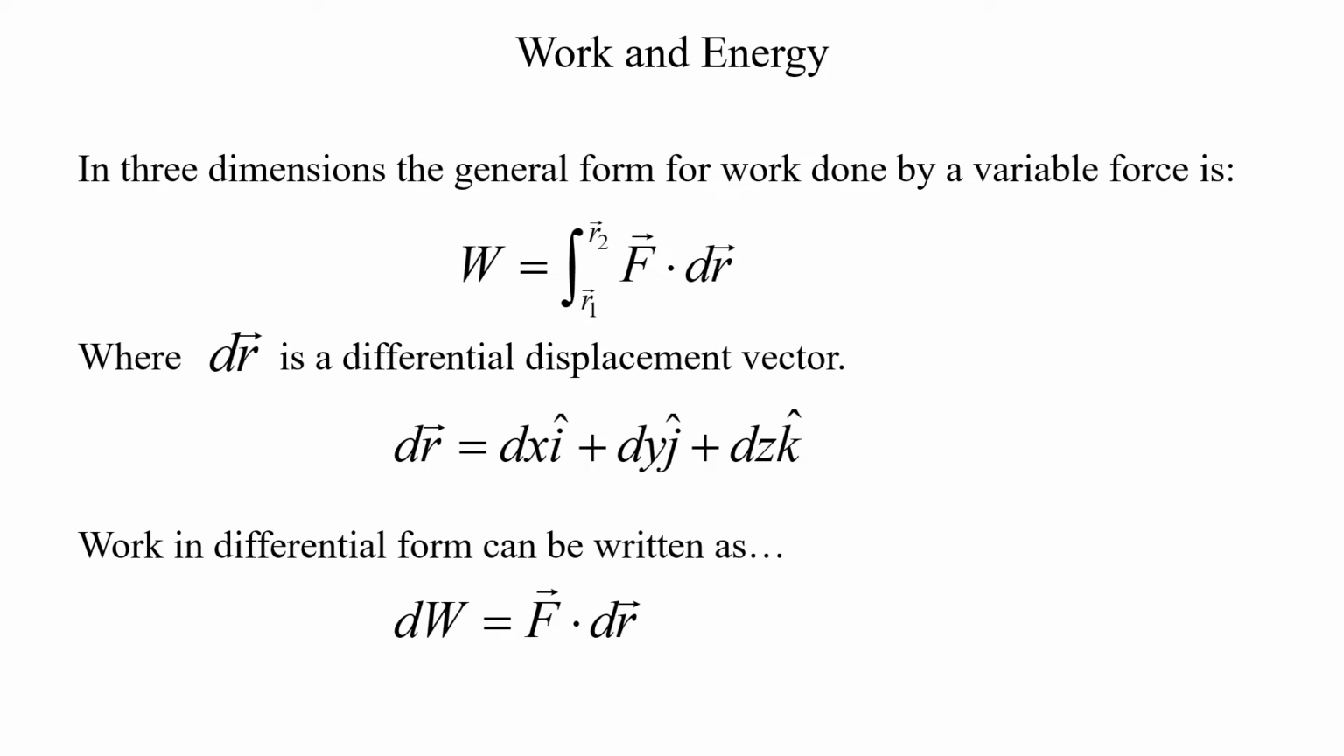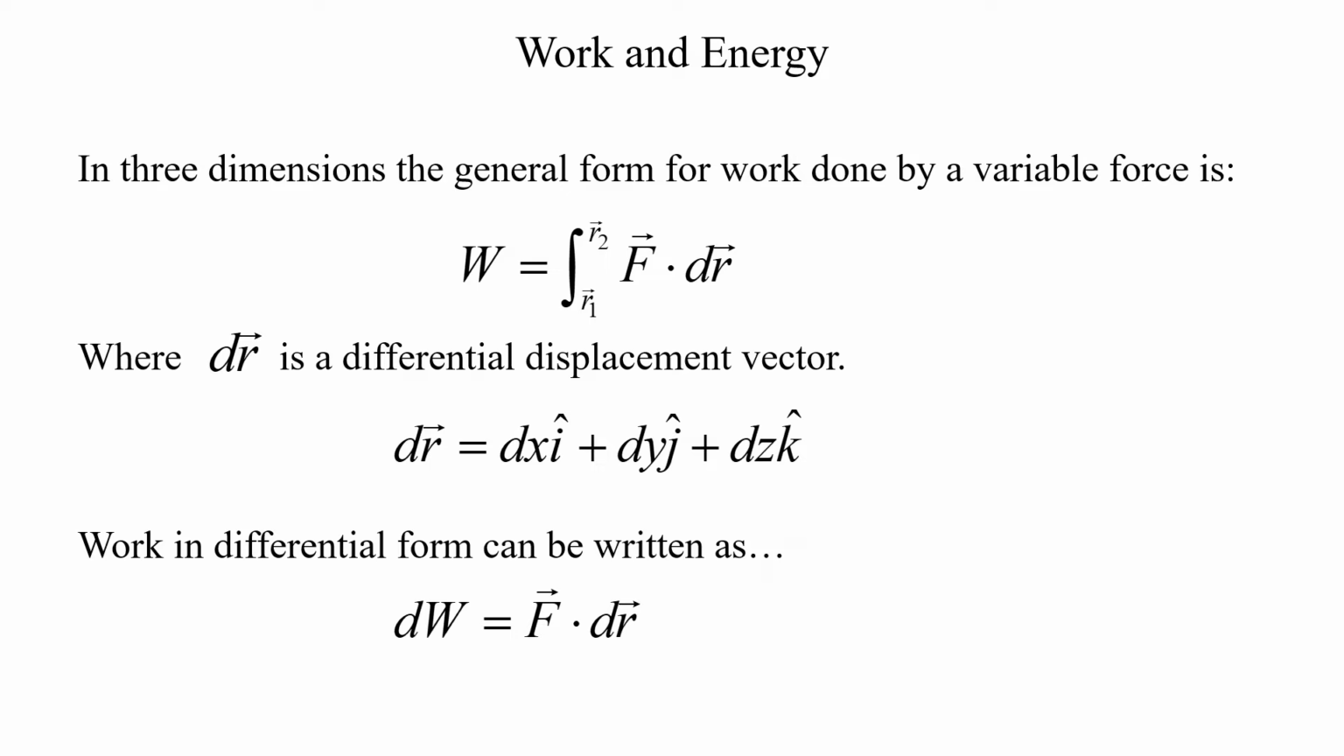We can extend that even into 3 dimensions. So in 3 dimensions, the general form for work is given by this expression here. The work is the integral from the initial position to the final position. The r1 vector is our initial position, and r2 vector is our final position, and it's F dot dr. So we have to do the dot product of F dot dr when we're in 3 dimensions. So dr vector is a differential displacement vector, and we can write that as a dx i hat plus a dy j hat plus a dz k hat. So it's a differential displacement in the i, j, and k direction.